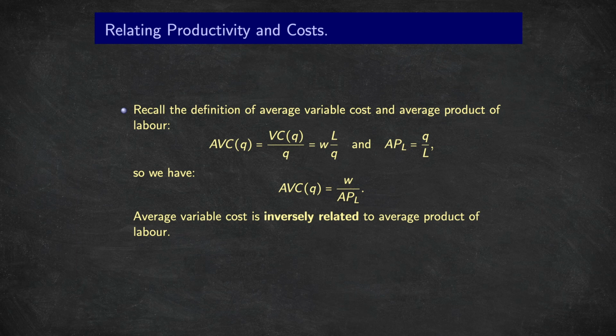Here in the average variable cost term, we see L divided by Q, which is the average product of labour, but upside down. That is, average variable cost of output is precisely equal to the wage rate W divided by the average product of labour. This means average variable cost is inversely related to average product of labour.